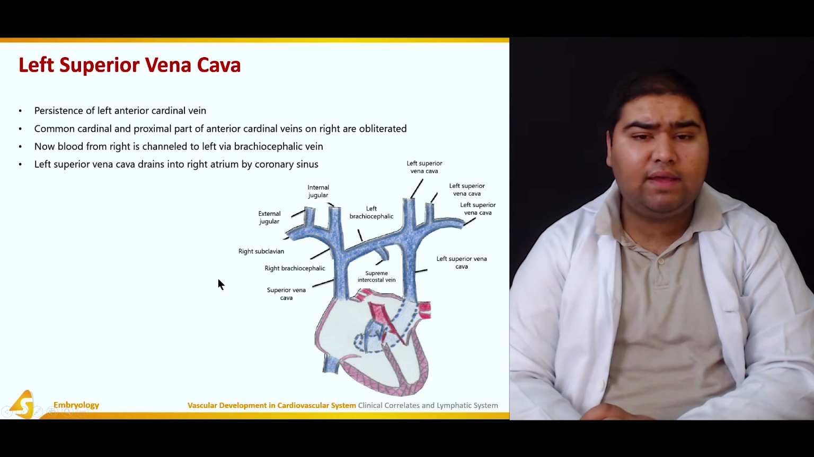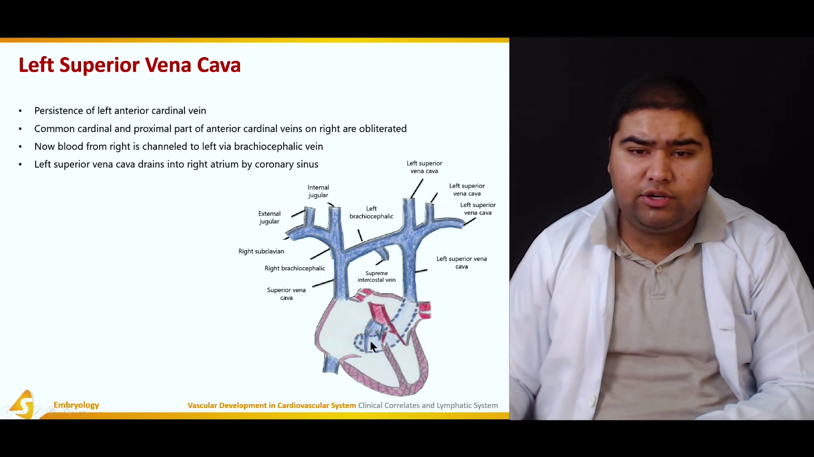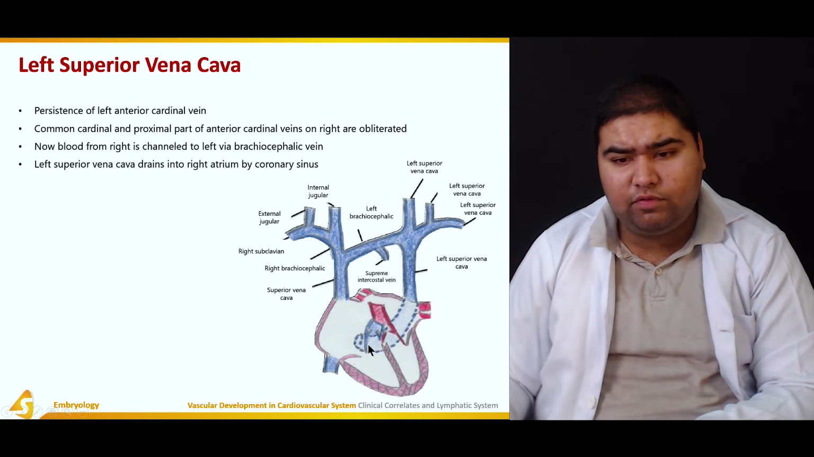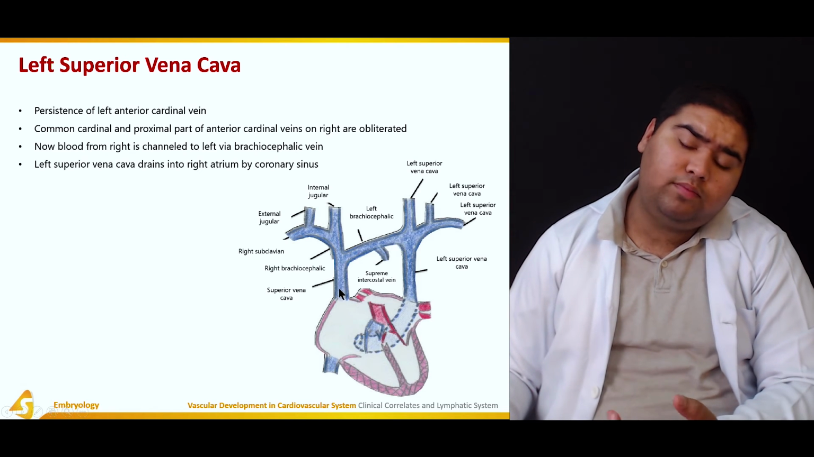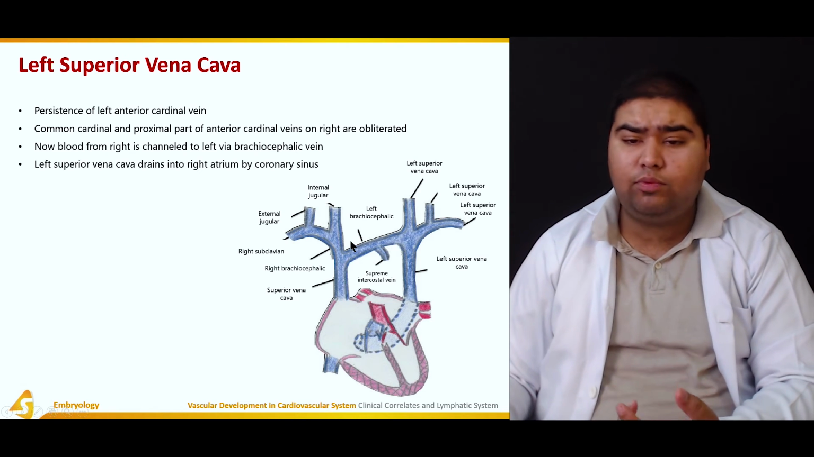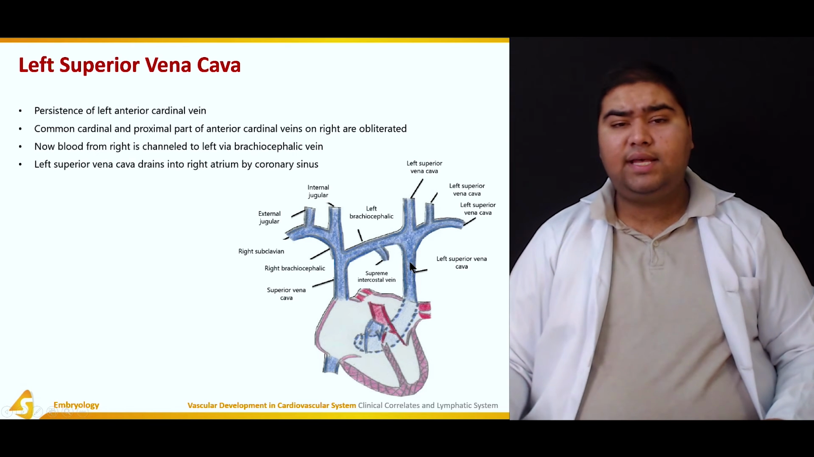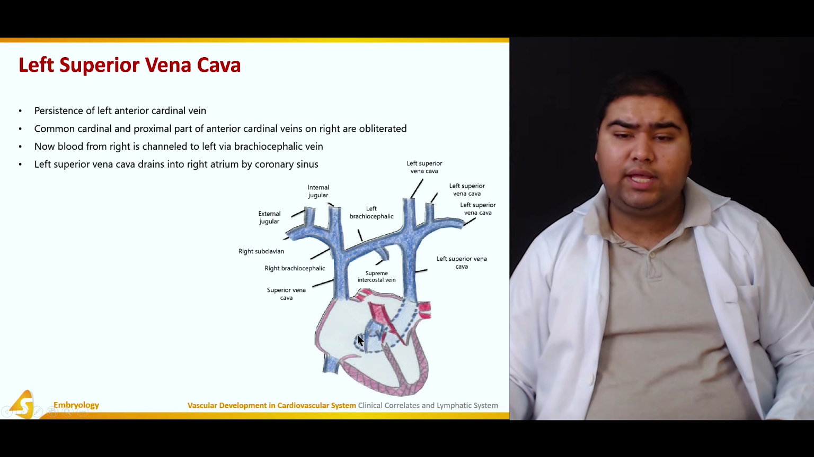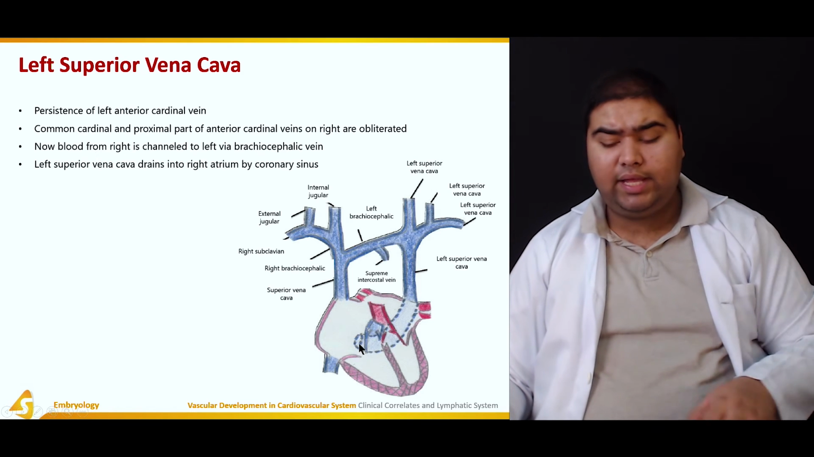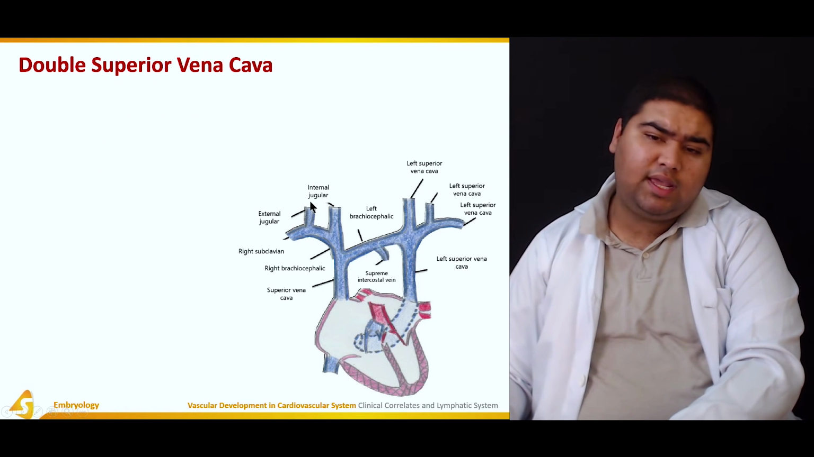Left superior vena cava drains into the atrium by the coronary sinus. Now it drains into the right atrium with the help of the coronary sinus. Initially, there is usually a direct opening of the superior vena cava within the atrium, but since it is a left-sided superior vena cava, it drains into the right atrium with the help of the coronary sinus.